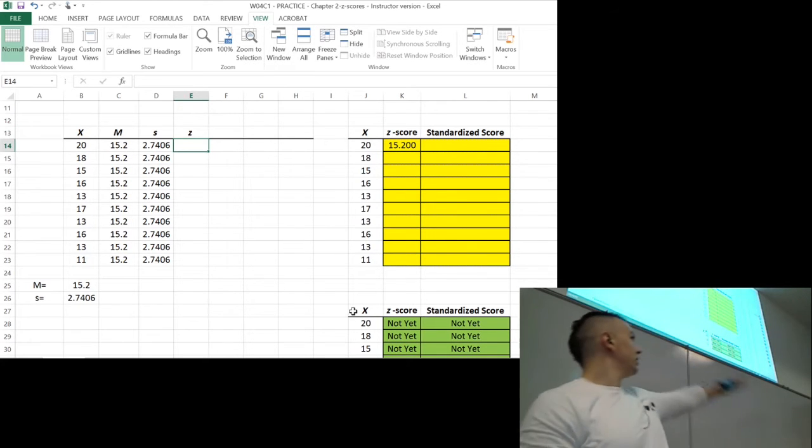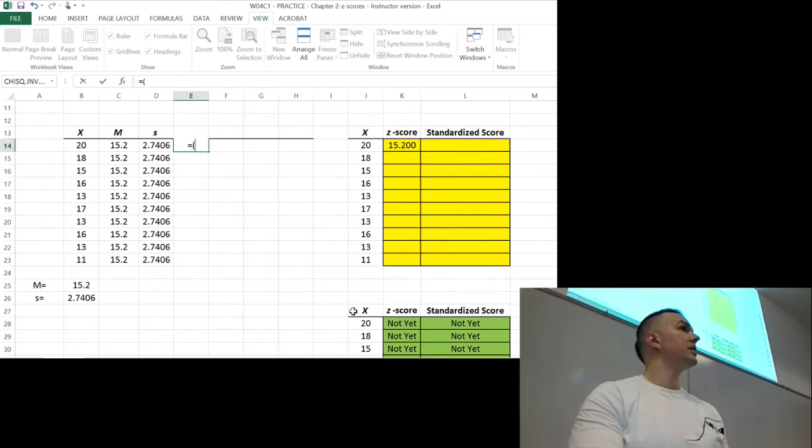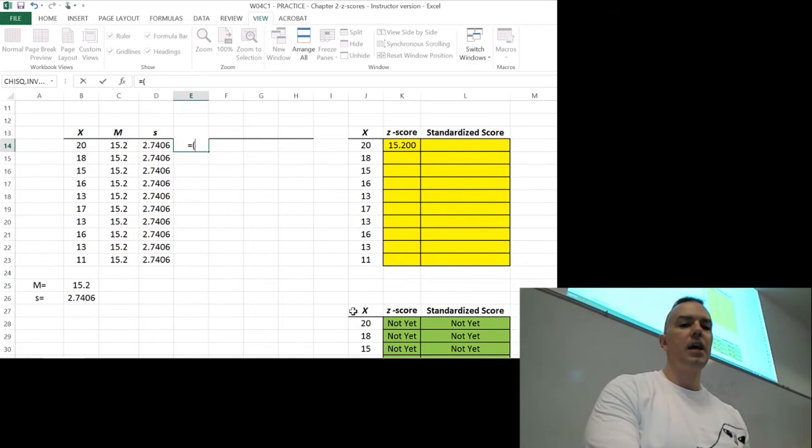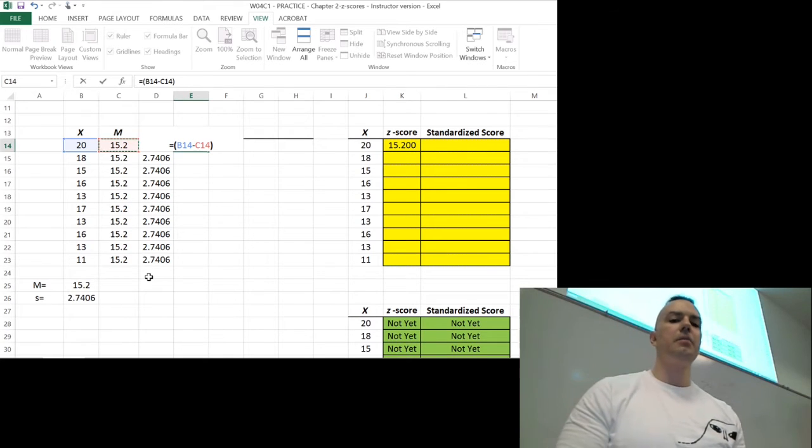Now we're ready to use that formula. So we go equals, open parentheses. We need those parentheses to do the subtraction, the deviation, first. So open parentheses, highlight your raw score minus, highlight your mean, and all of that divided by.